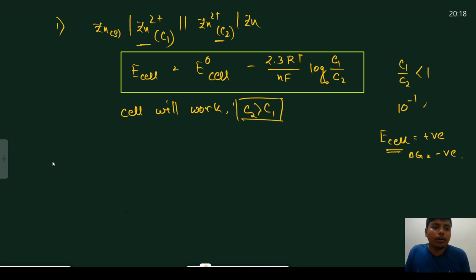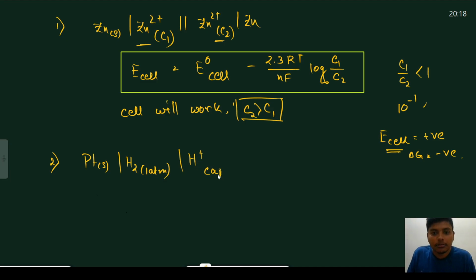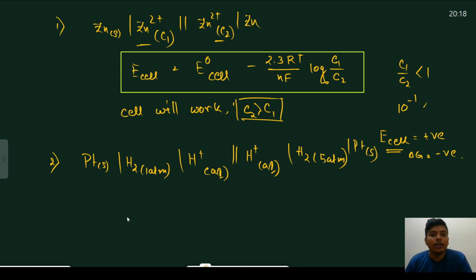Next, in case of gas, in case of difference in pressure, let's suppose platinum solid is there, hydrogen at 1 atmosphere is given, and H plus aqueous solution is given, and you take another hydrogen electrode on this side. Both concentrations can be the same, but if I change it to 5 atmosphere, then there will be an E cell. So E cell is equal to, what will be the E naught cell value? 0, yes or no? Minus 0.06 by n log.